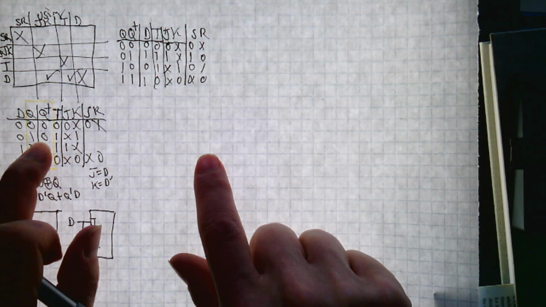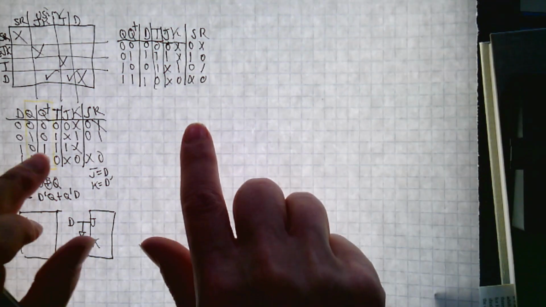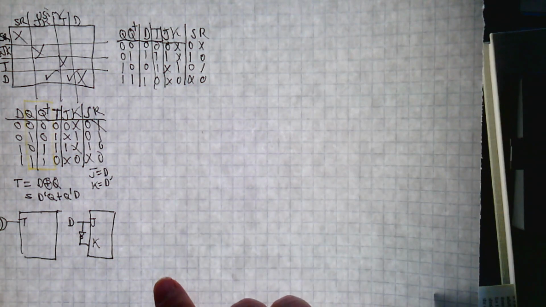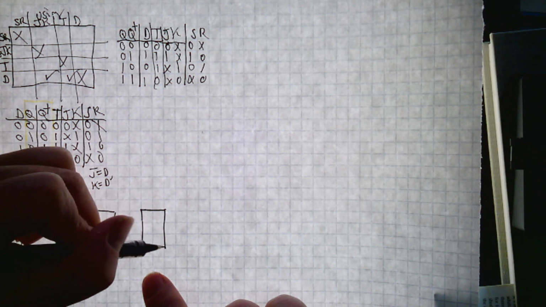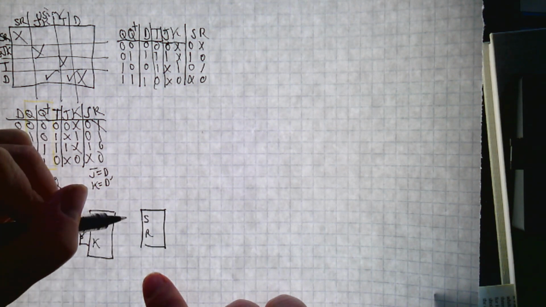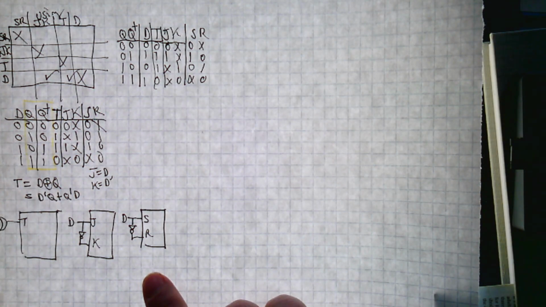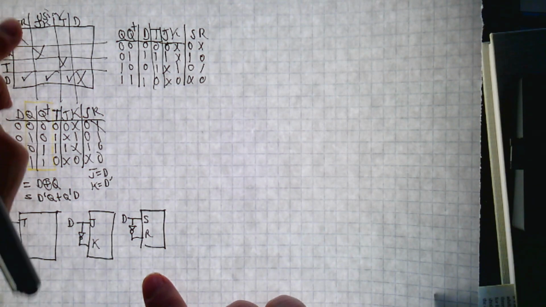From 1 to 0, I see we have 0, 1. And from 0 to 1, I see the 1, 0. Now it looks like S is equal to D, and R is equal to D prime. And now I can do the same exact thing with the SR flip-flop that I did with the JK flip-flop. And now what I have done is I have implemented a D flip-flop using an SR flip-flop.